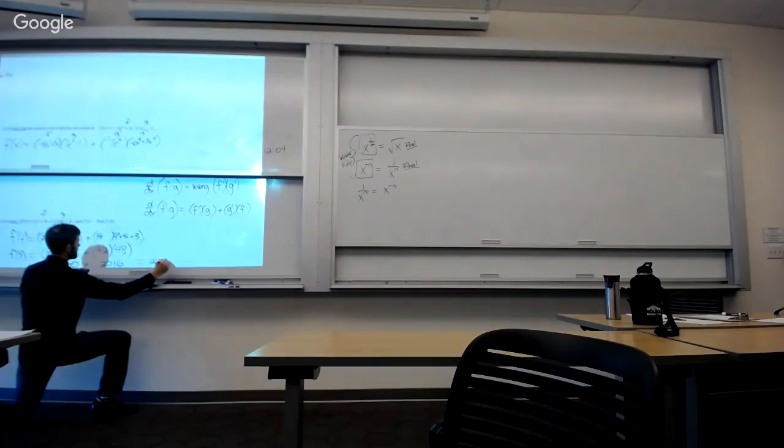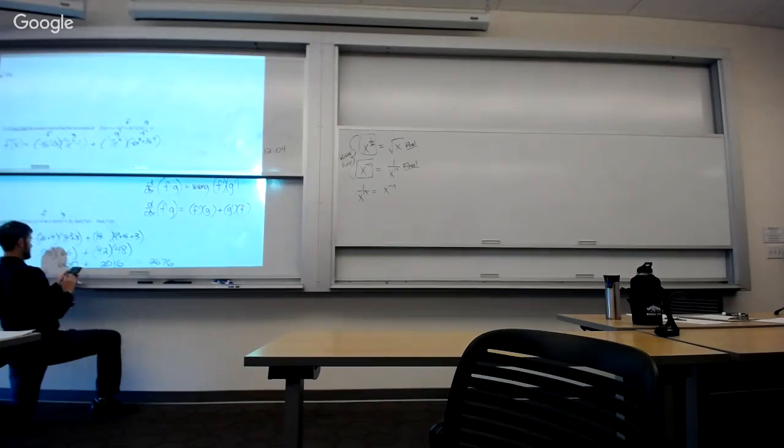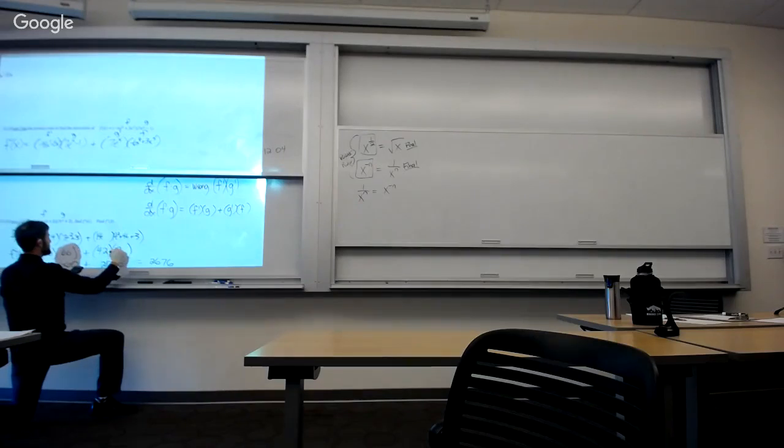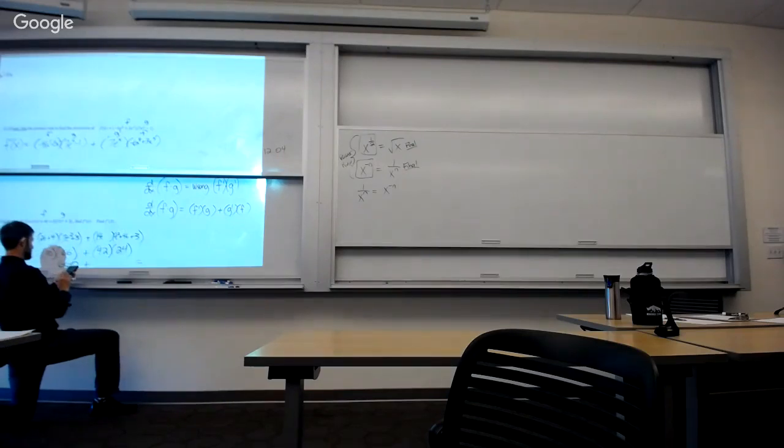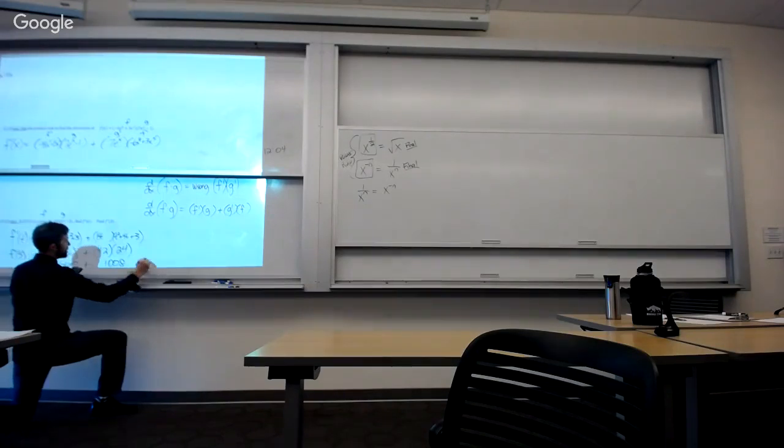You don't think so? Did I mess it up? 3 squared plus 4 times 3 plus 3. You're right, it's 24. I messed it up. Okay, so that's actually 42 times 24 is 1008. And then that plus 660 is 1668.